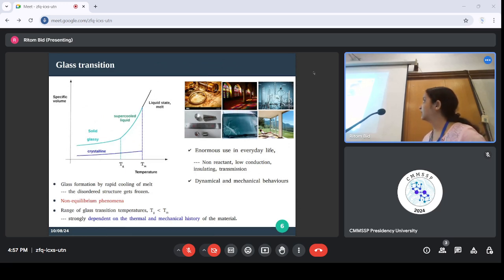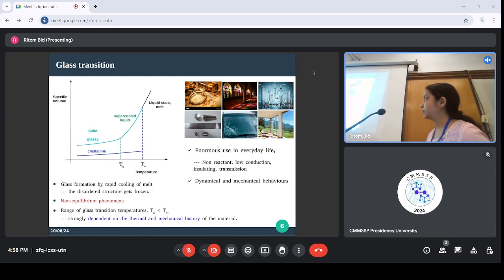So how are these glasses prepared? Glasses are prepared by rapid cooling from melt, so that the system enters into a metastable state, a supercooled liquid, and departs from the usual crystallization process. Then over time, the constituent particles rearrange themselves, and after a certain temperature, the system gets kinetically frozen with some disordered structure, and then we call it a glass. So this is purely a non-equilibrium phenomenon, and the glass transition temperature of these glasses is not uniquely defined for a particular material.